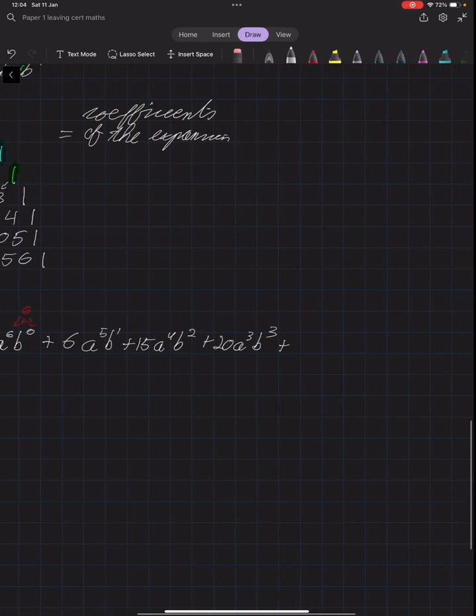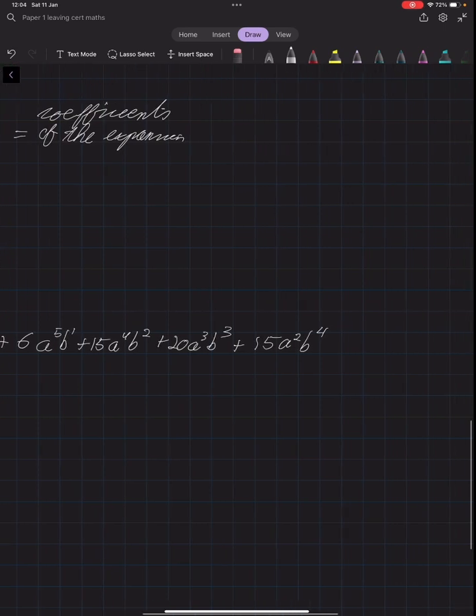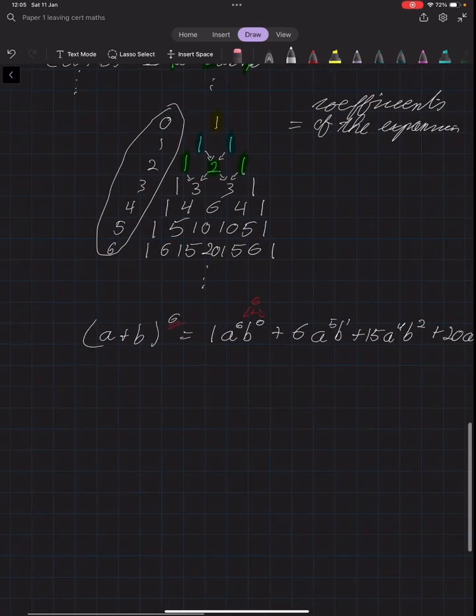Then it's going to be plus 15 a squared b to the 4. Then plus 6 a to the power 1, b to the power 5. And then it's plus 1, a to the power 0, b to the power 6, sorry. And NB, which just stands for something very important: a to the power 0 is always equal to 1.